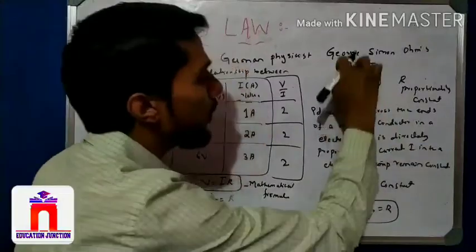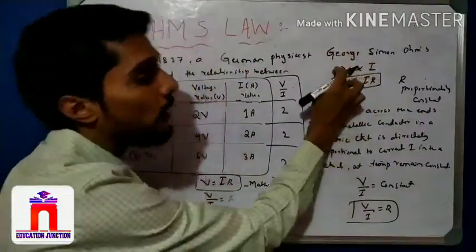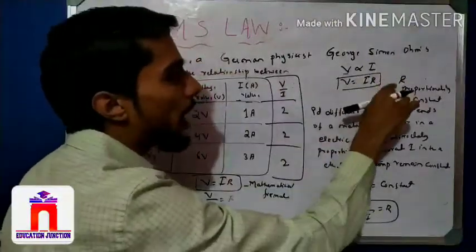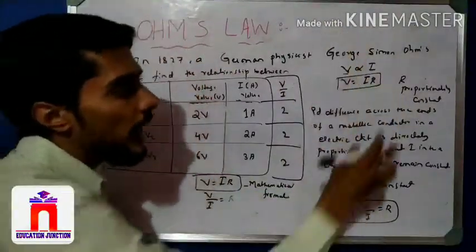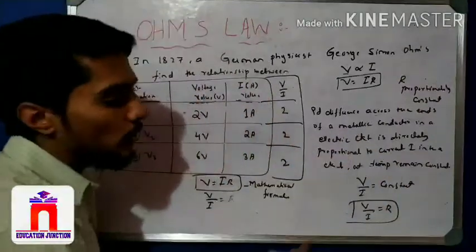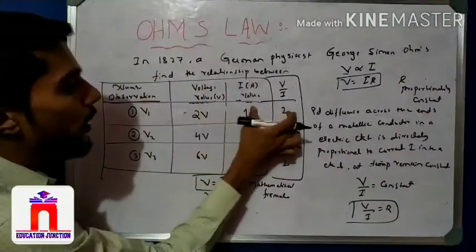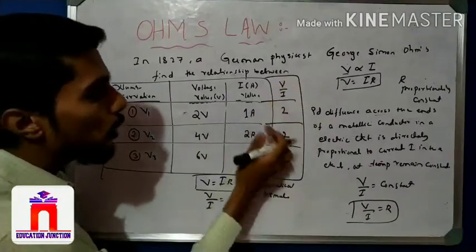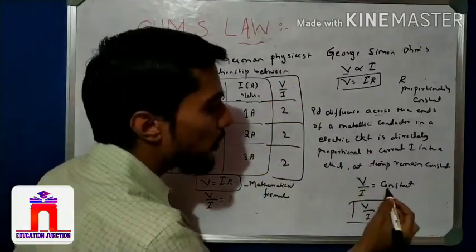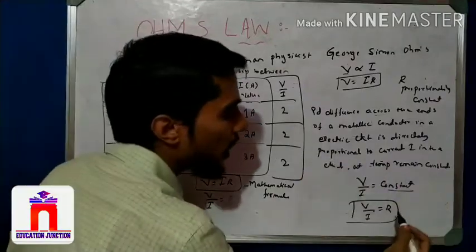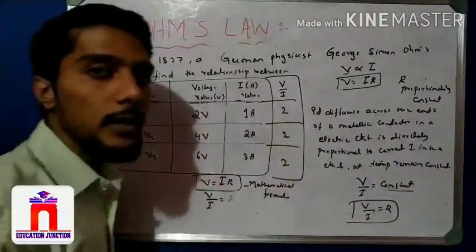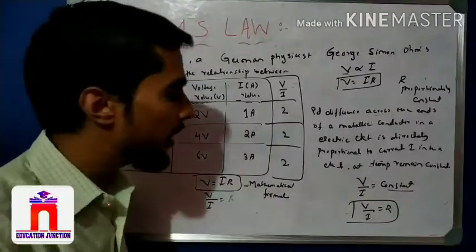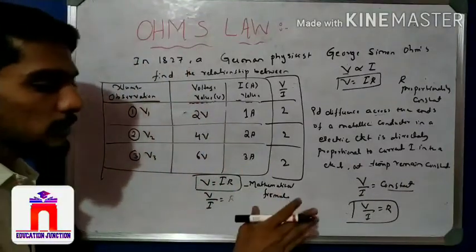V, the potential difference across the ends of a metallic conductor, is directly proportional to I, and again V is equal to IR, where R is called the proportionality constant. So V by I always gives 2 by 1 is 2, 4 by 2 is 2, 6 by 3 is 2, so 2, 2, 2, 2. So the ratio of V by I is always a constant, and that constant is called the resistance of a particular metal. For copper it is a constant, for silver it is a constant. Okay, right. This is about the concept.